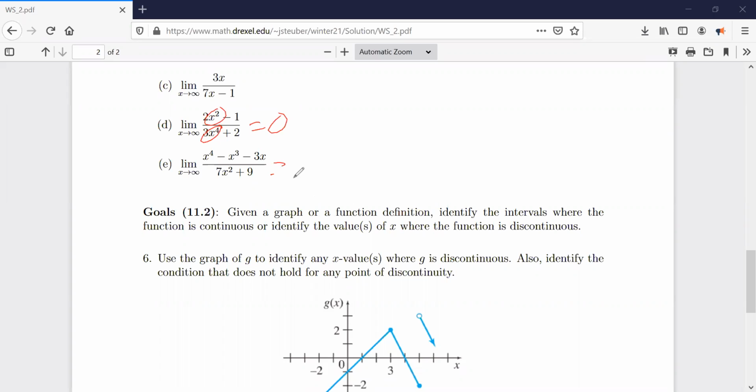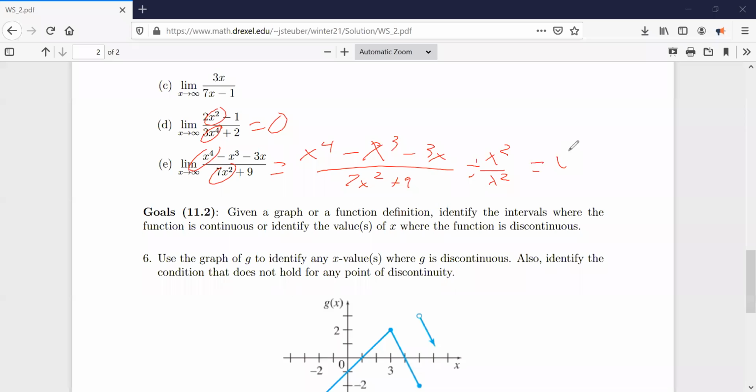We could do the same basic thing here. If we wanted to say, okay, we're going to divide both top and bottom by x squared, we get x to the 4th minus x cubed minus 3x over 7x squared plus 9, divided by x squared over.